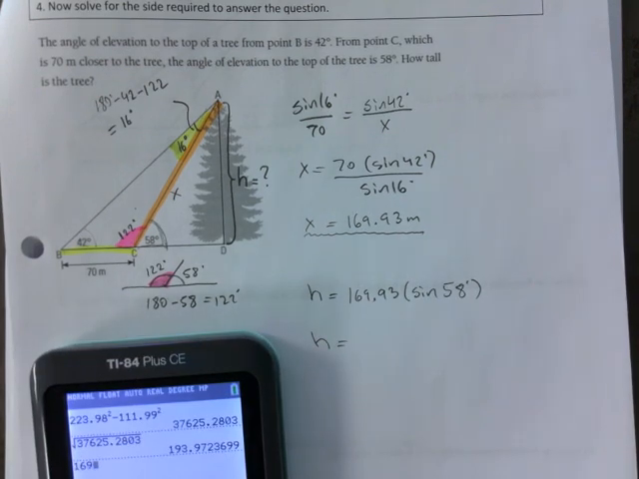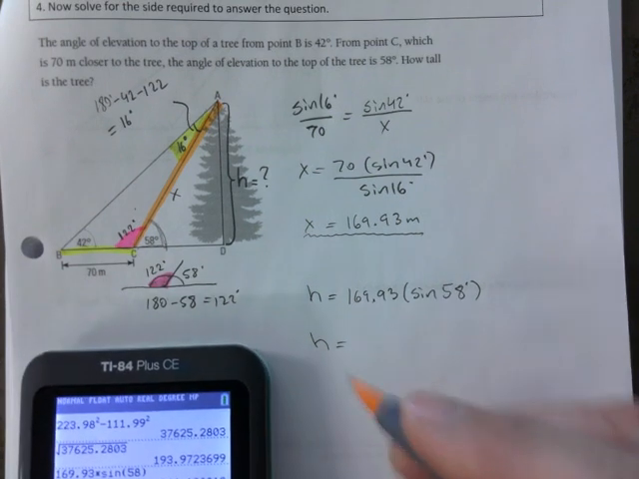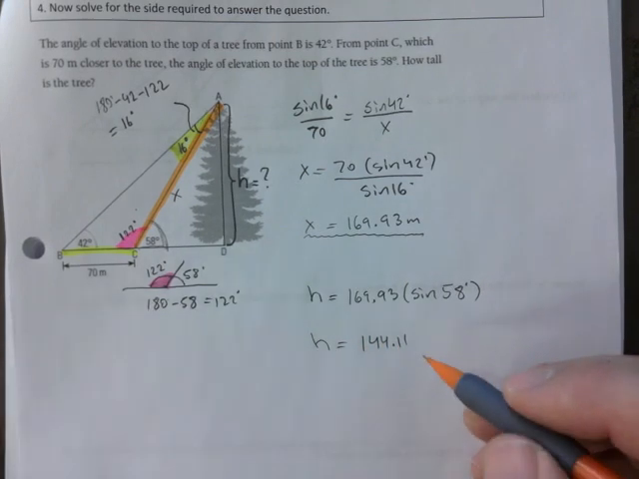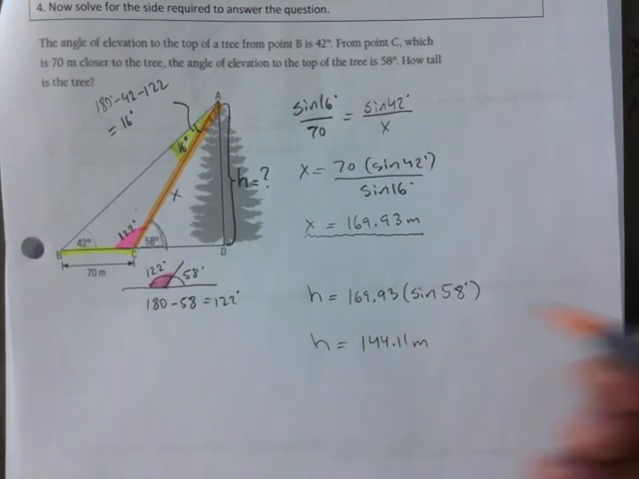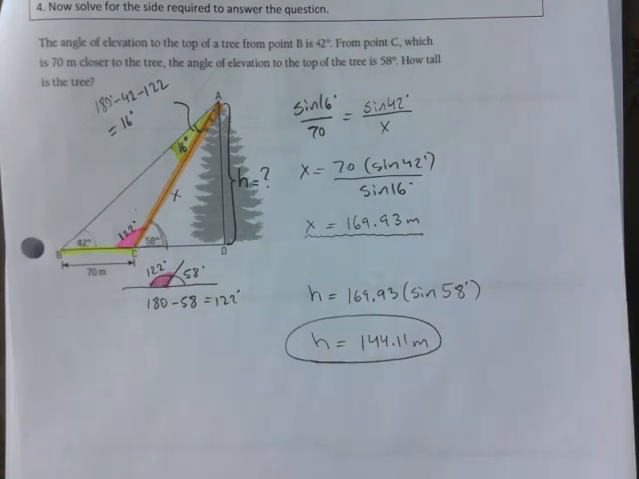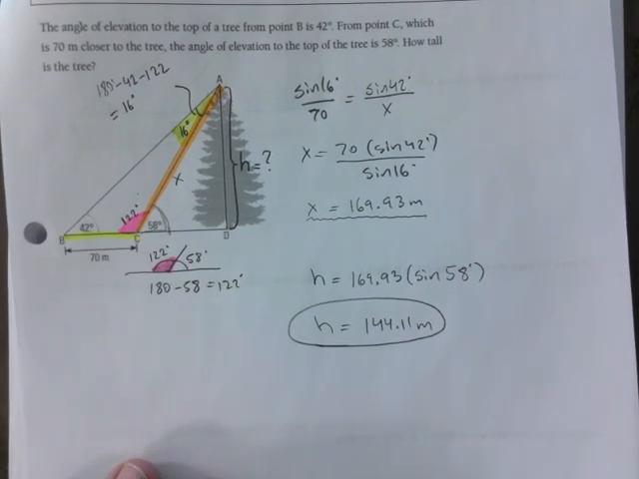So that's 169.93 times sine of 58. 144.11. And we are in meters. It's a very tall tree. Right, so there you found it.